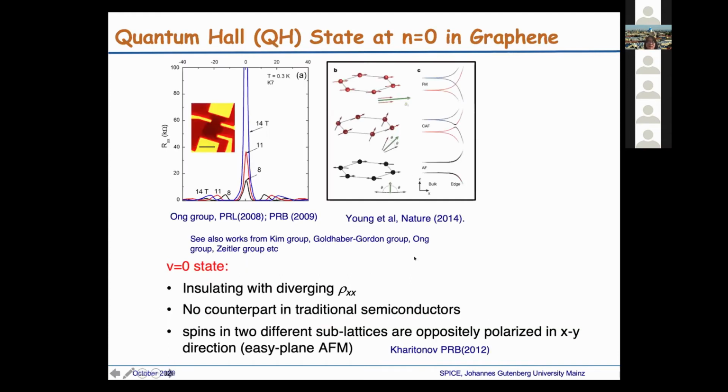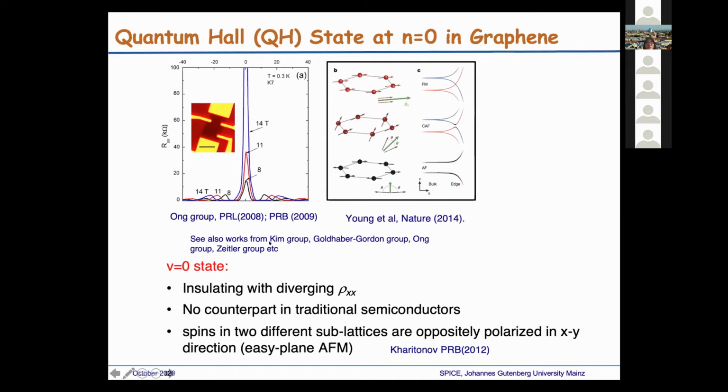One example is monolayer graphene right at the charge neutrality. This is a quantum Hall state at filling factor 0, and this state has no counterpart in traditional semiconductors, because at filling factor 0, at the charge neutrality, traditional semiconductors have a gap. So this state is rather unique to graphene and few-layer graphene systems. In monolayer graphene, it's insulating with a diverging longitudinal resistance.